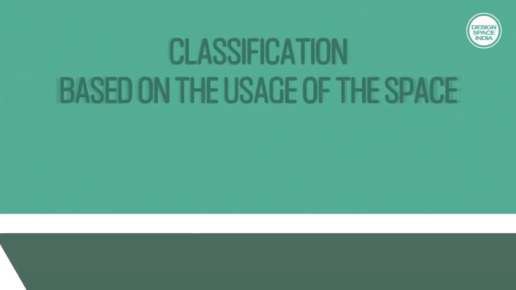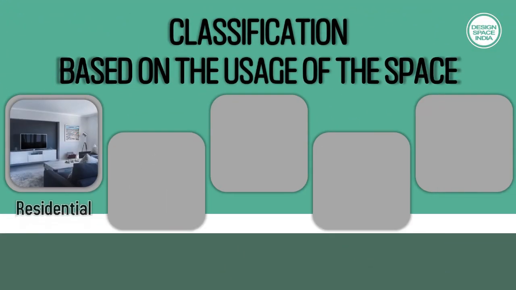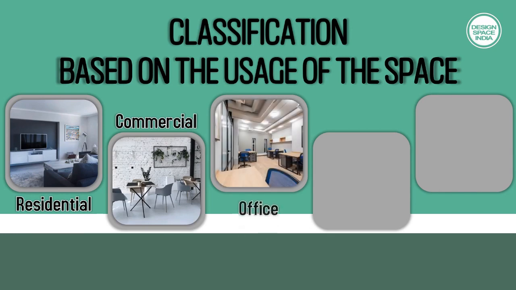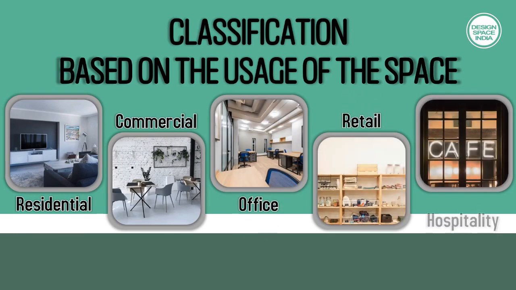The second type of classification of the interior design project can be done on the basis of functional usage of the space of the property. Under this, a project can be segregated in residential, commercial, office, retail, hospitality. Also there are further more types to be explored.